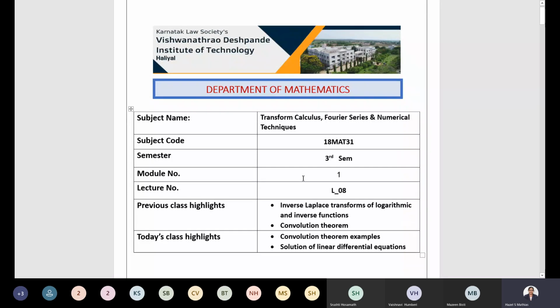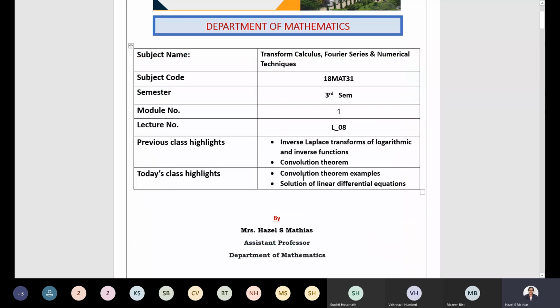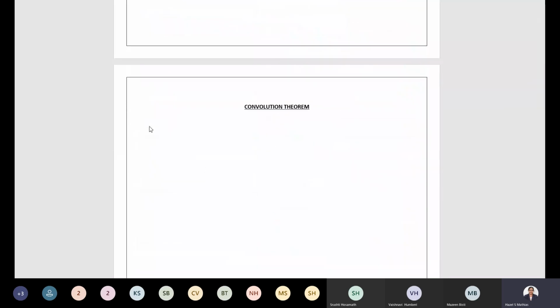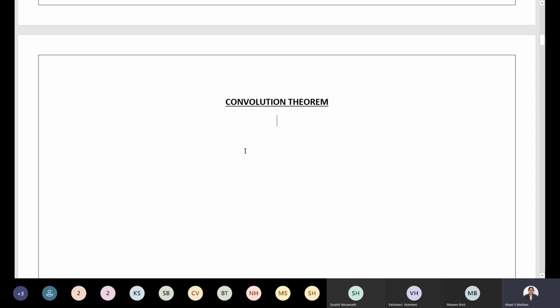What is a convolution theorem? We discussed this in the previous class. What do you mean by convolution theorem? What does the convolution theorem say? Does anybody remember what the convolution theorem says?